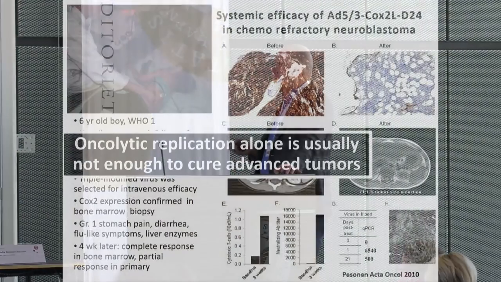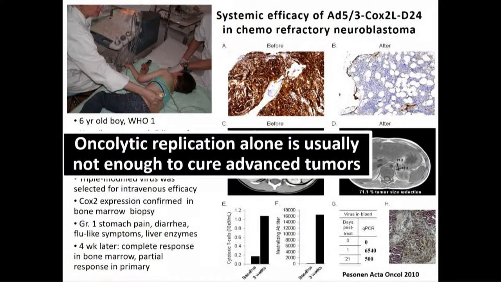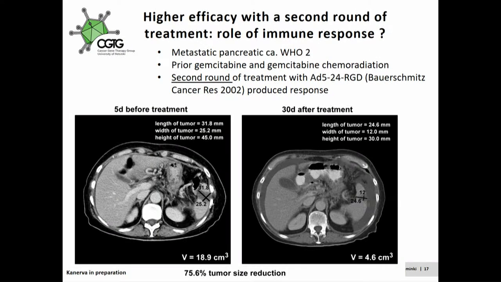So although this patient and probably several others benefited from therapy, actually our conclusion after the first year of doing these treatments was that usually oncolytic replication alone is not enough to cure these sort of advanced tumors.